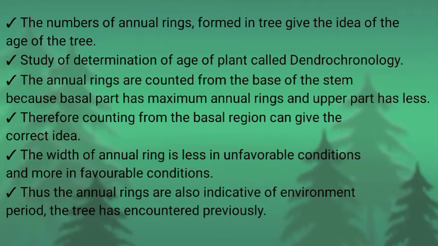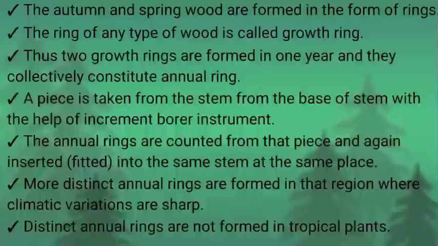The annual rings are counted from the base of the stem because the basal part has the maximum number of annual rings, and the upper part has fewer annual rings. Therefore, counting from the basal region can give the correct idea. The width of an annual ring is less in unfavorable conditions and more in favorable conditions. Thus, the annual rings are also indicative of the environmental conditions the tree has encountered previously. The autumn and spring wood are formed in the form of rings. The ring of any type of wood is called a growth ring. Thus, two growth rings are formed in one year and they collectively constitute an annual ring.